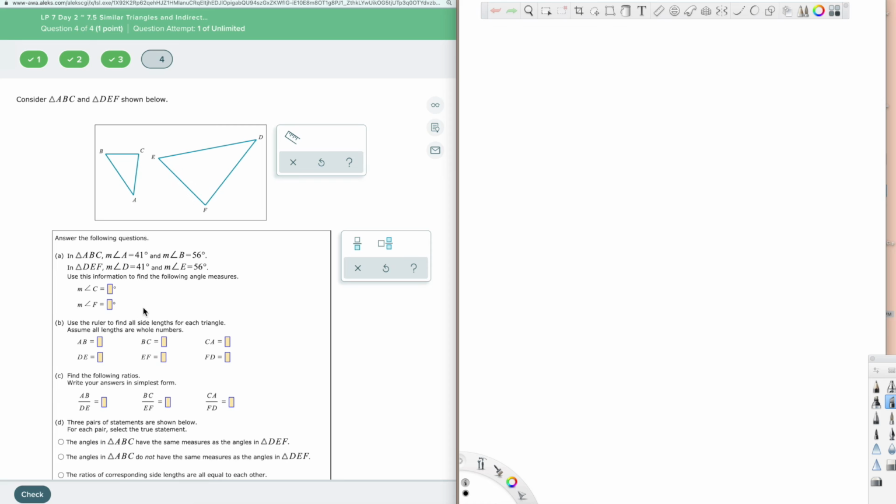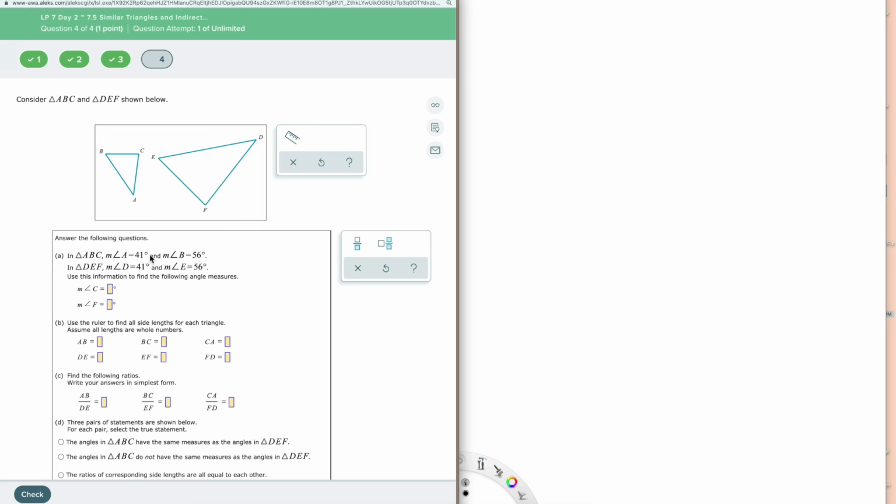So we have ABC, we have angle A is 41, and then we can also see in DEF, D is also 41. So these match, that's good. B is 56, and E is 56. So remember, triangle angle sum theorem says that they must add up to 180 degrees, all three angles. So they're asking, what is angle C and what is angle F?